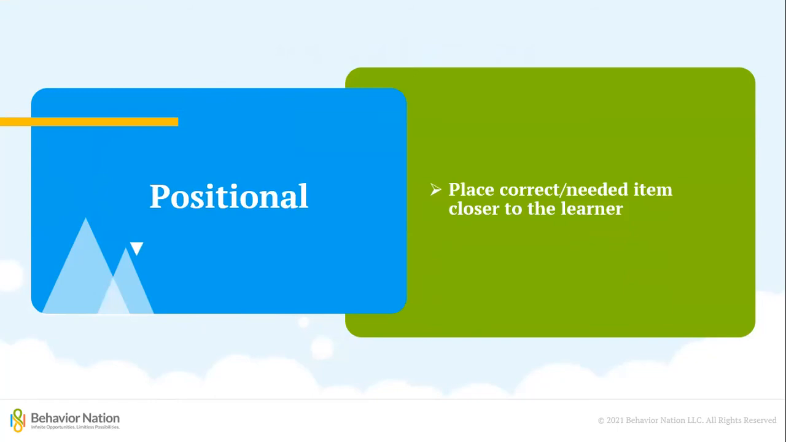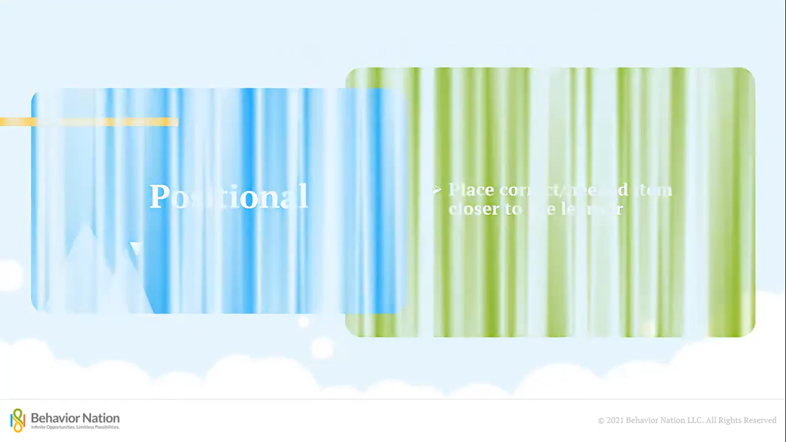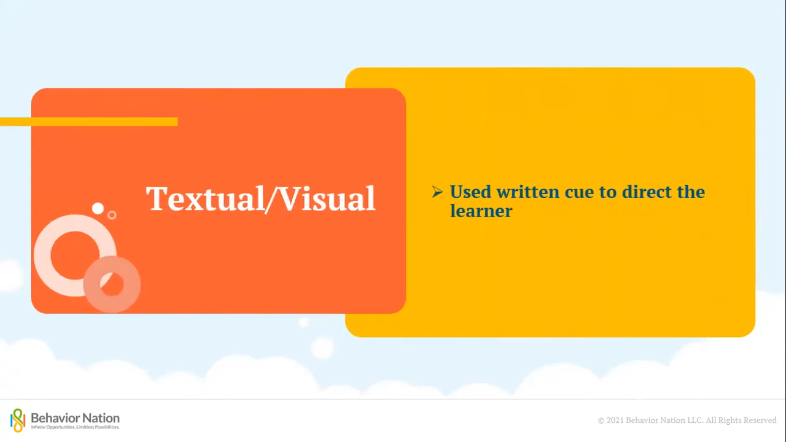The next prompt is known as a textual or visual prompt. A textual or visual prompt is a written cue to direct the learner. For example, we can hand the client a break card and they can request for a break. On this break card may be the word break, or it may be the picture of someone requesting for a break or taking a break.